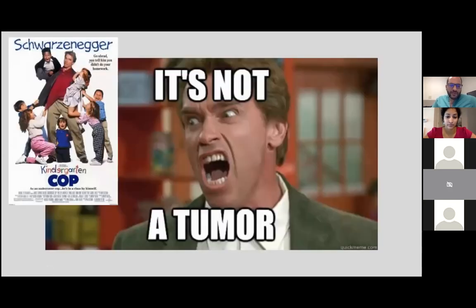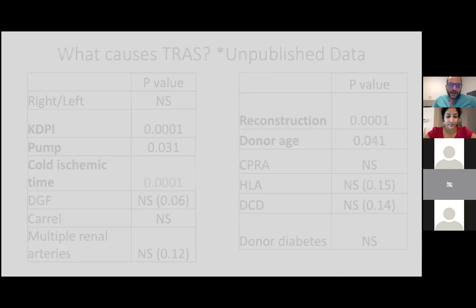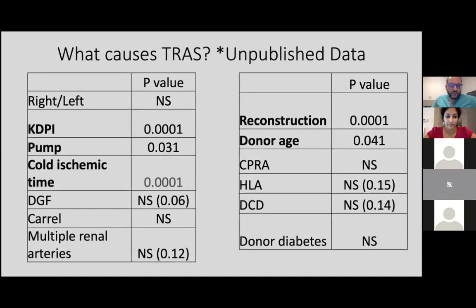So just wrapping it up, does anyone remember the movie Kindergarten Cop? "It's not a tumor." Well, Arnold Schwarzenegger, if he were a transplant surgeon, would tell you it's not anastomotic. So try and take that out of the reports. Otherwise, you may get a transplant surgeon who looks like this when they're reading the report. Last point I want to bring up is, what causes transplant renal artery stenosis? We have no idea.